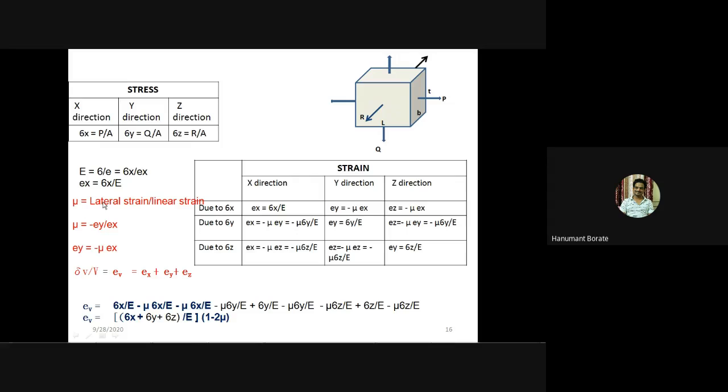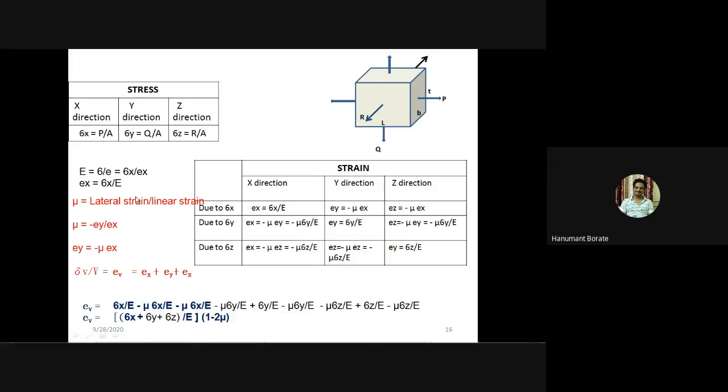Mu equals lateral strain divided by linear strain. For this particular case, the y direction is the lateral strain and the x direction is the linear strain. Similarly, we can write mu equals minus Ez divided by Ex. Now, strain in y direction, Ey equals minus mu into Ex. We know that strain in x direction, Ex equals sigma x by E, but this is the linear strain, right?